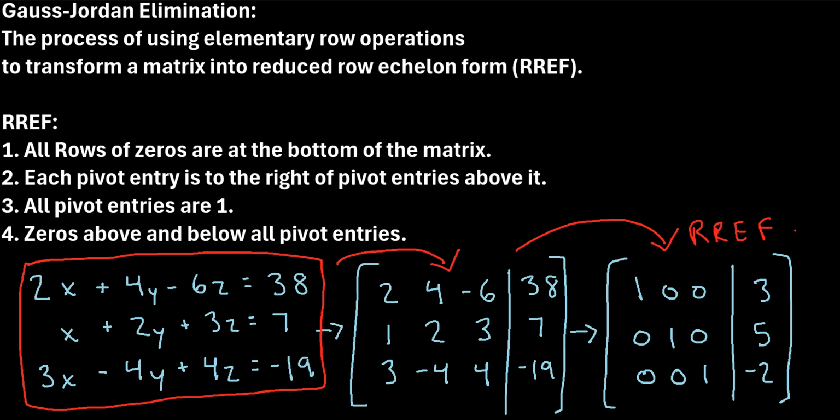And the benefit of doing so is that once a matrix is in this form, we can just see what x, y, and z are. So x is going to be equal to 3, y is going to be equal to 5, and z is going to be equal to -2.